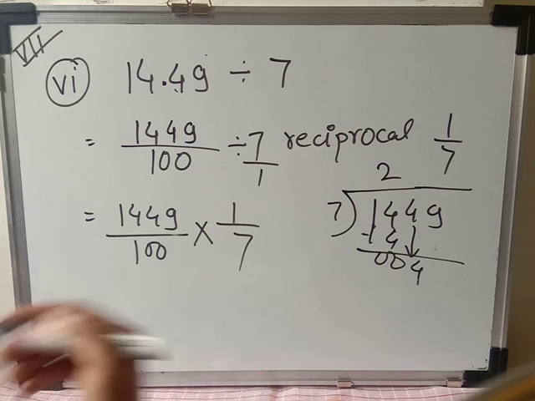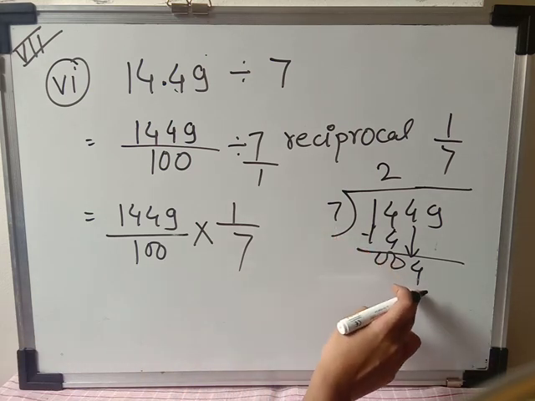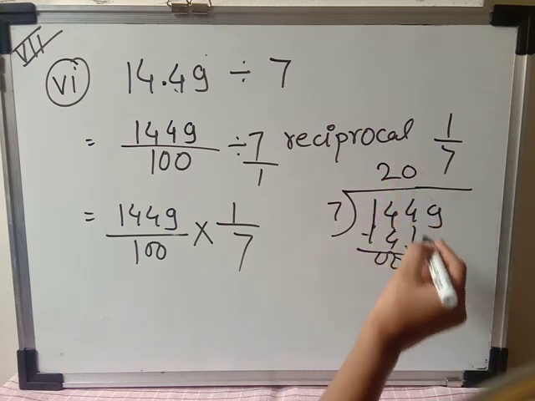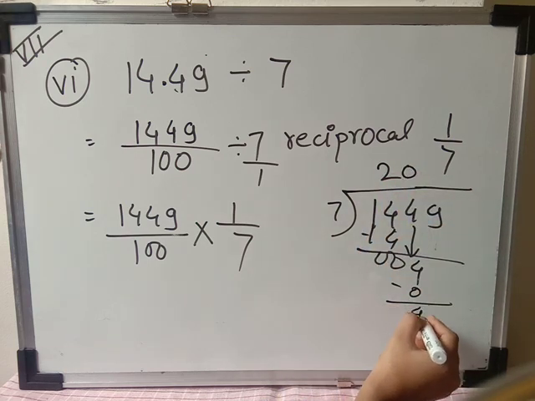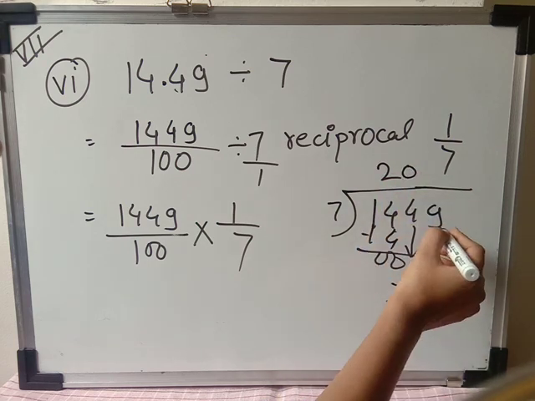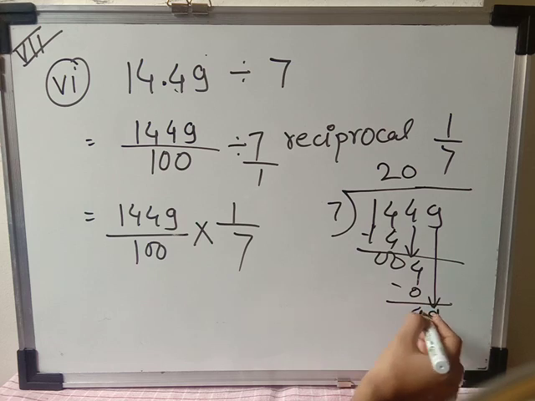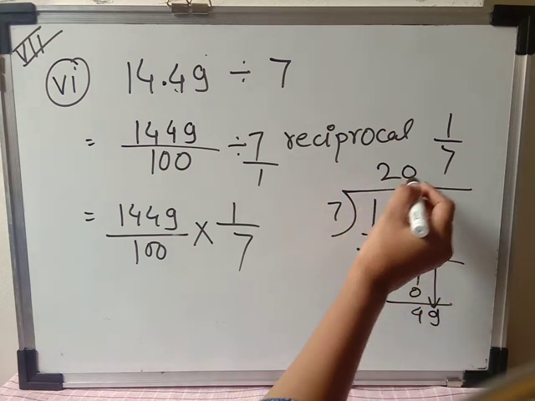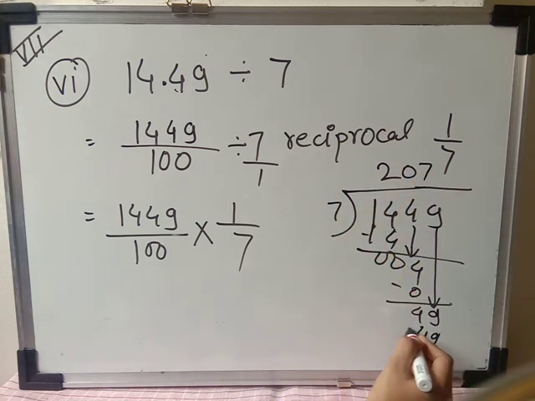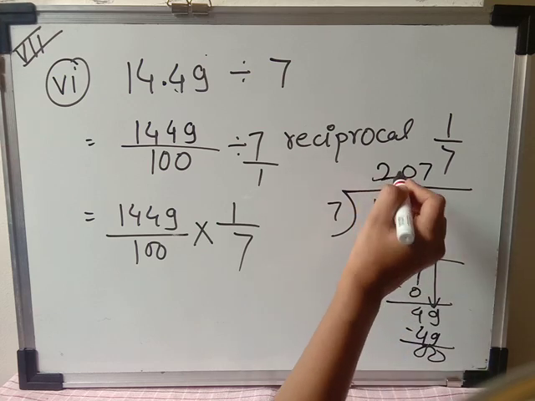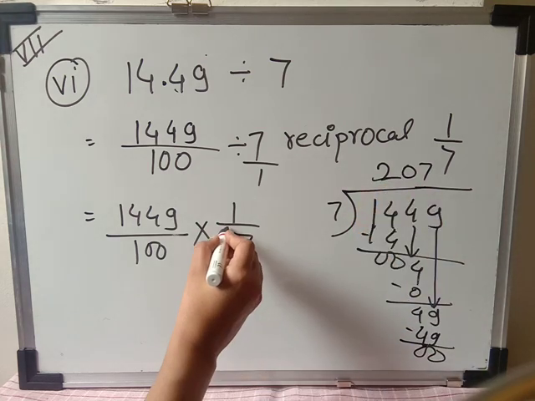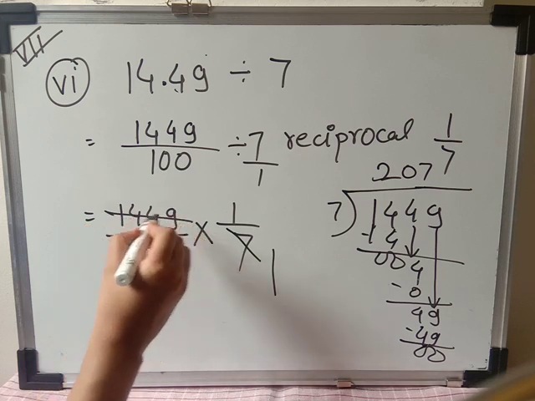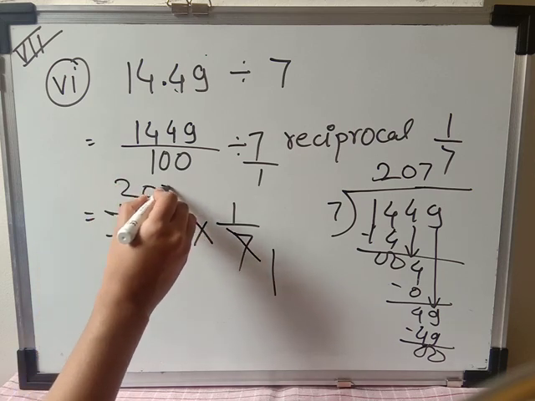So again we can't divide the 4 with the 7 because 4 is less than 7, so divide with the 0. That is 0 minus 4, that is 4. Now take the 9 down, so 7 sevens are 49. So here we got the number, that is 207. So here 7 ones are 7 and here 7 207s are, that is 1449.